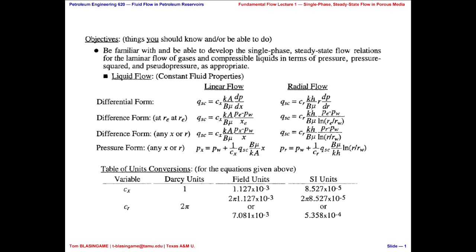Wrong. So tonight what we're going to do is derive the very simplistic, simple, easy, no frills, liquid flow equations for what? For steady state, linear, and radial flow. Why?